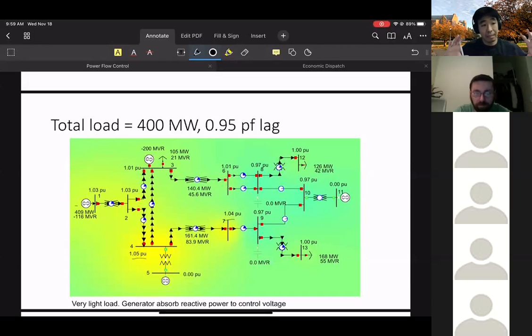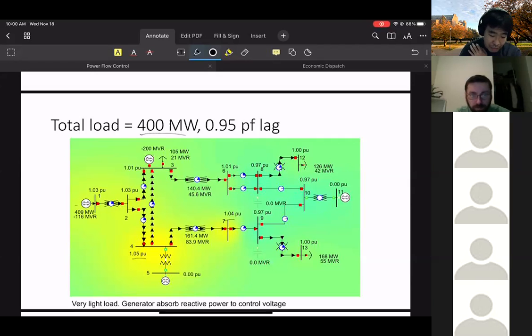Often this is the picture you see if you sit in a control center. You have this picture up on a monitor, and you look at the colors. What you want to see is mostly green. This is an example of a good operating state. You look up, you see mostly green, the voltages are okay. The voltages are okay because you have a fairly light load, and the voltages are all fine in this case.